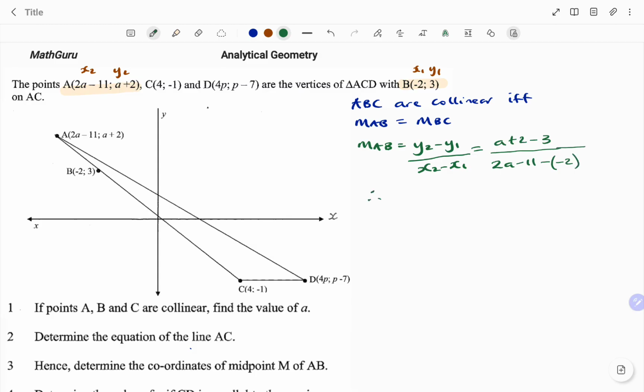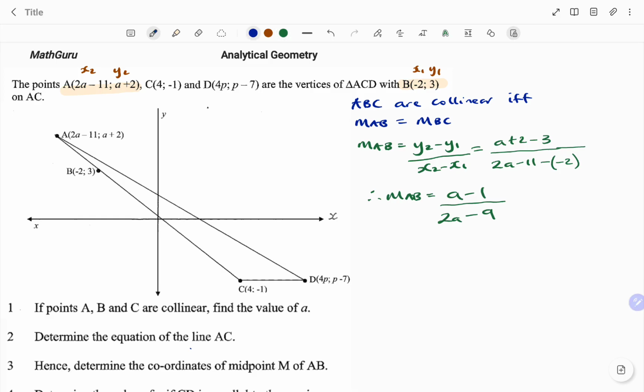So therefore, the gradient of AB is equal to, for our numerator, a minus 1, that's a plus 2 minus 3, and then for our denominator, that will be 2a, then I have negative 11 plus 2, which is minus 9.